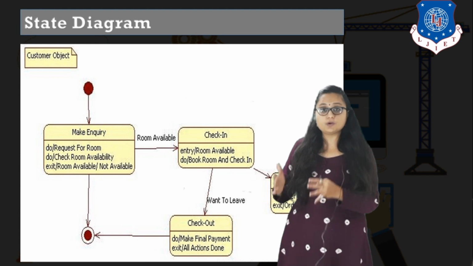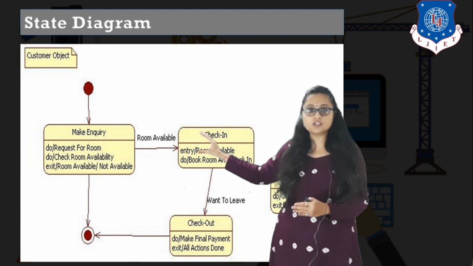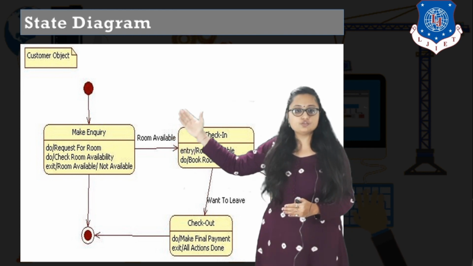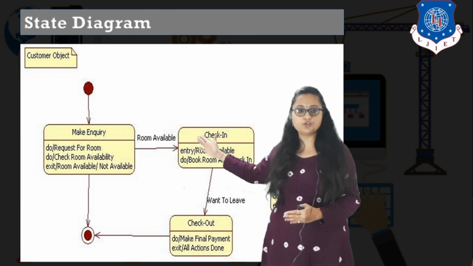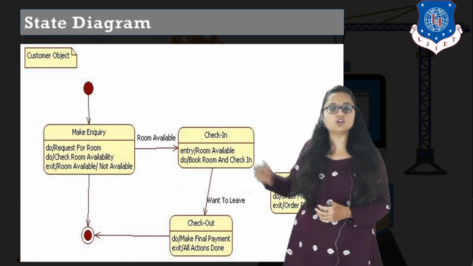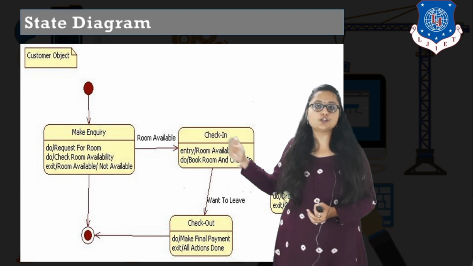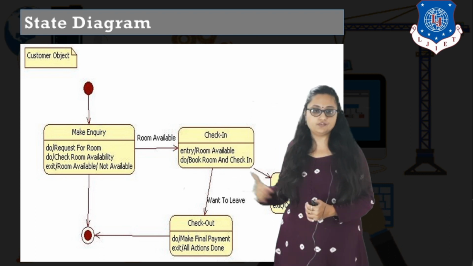The things which you perform while you are in the current state are to be written in do, right? So do slash whatever activities you are going to perform. Whenever you are in the make inquiry state, what are you going to do? You are going to do these activities, that is request for room and check room availability. Those are the two activities.